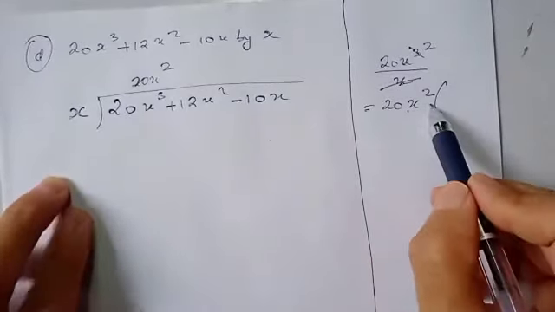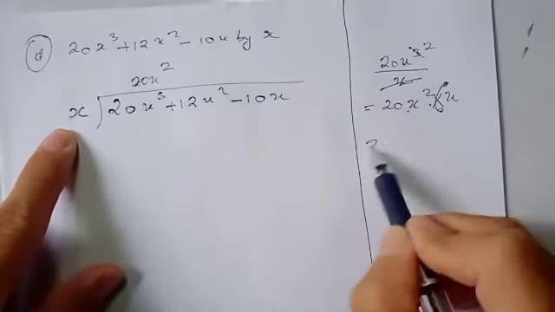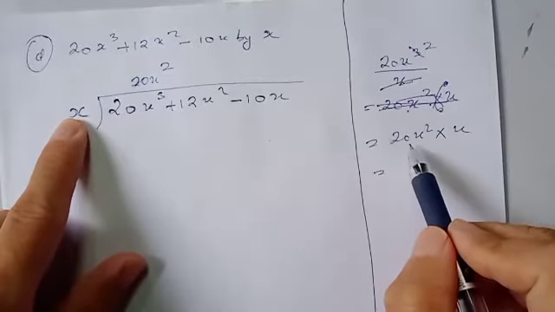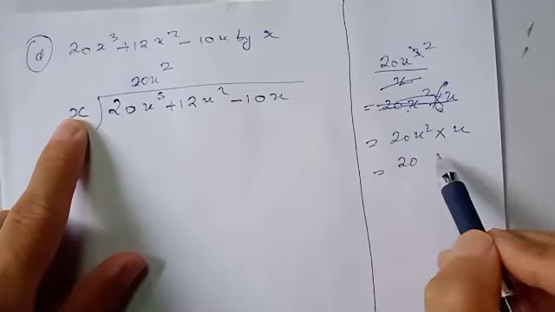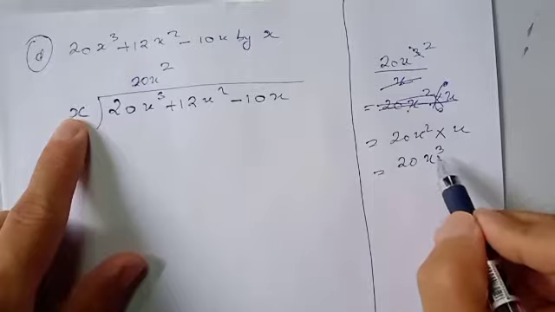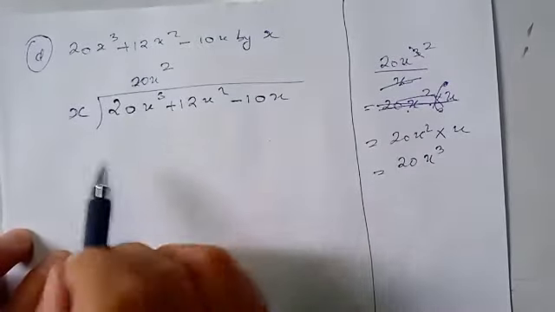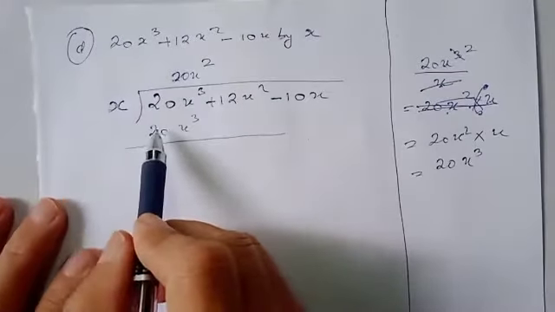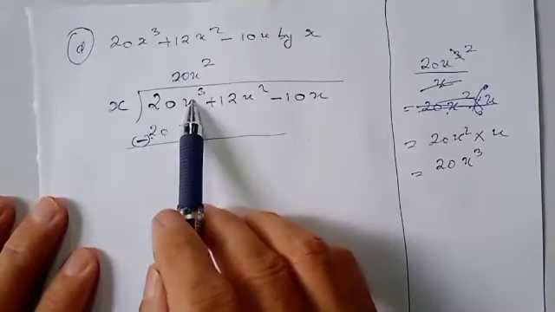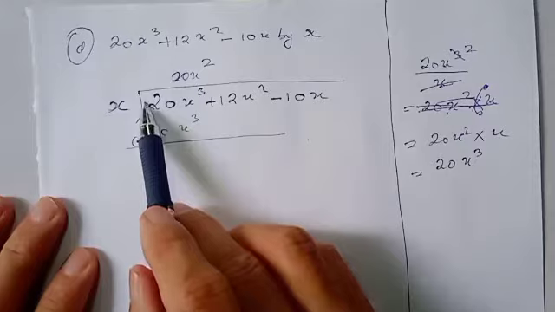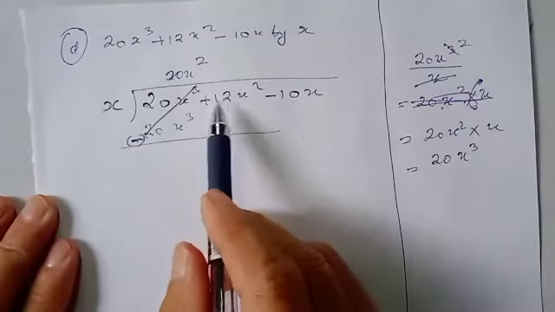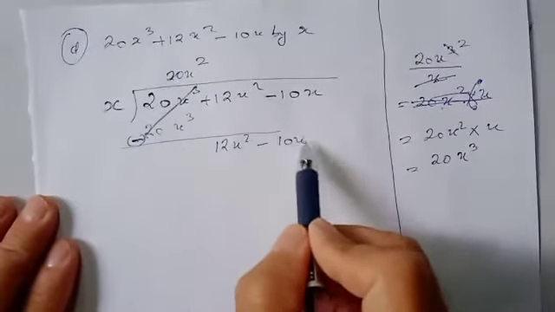Okay, and again 20x to the power 2, this answer into divisor x. Number we have only 20, so you write 20. How many x? x squared into x is x to the power 3. So you write 20x to the power 3 below this one. Okay, and then change the sign. 20x to the power 3, this is plus, so you change into minus. Same value, opposite sign, so let's cancel this one. Okay, then you write remaining, that is 12x to the power 2 minus 10x.